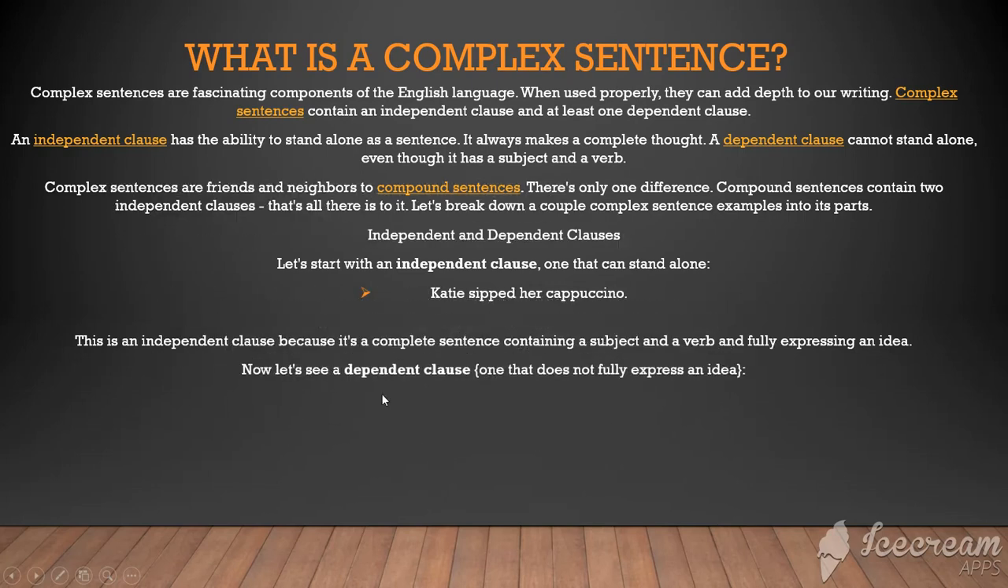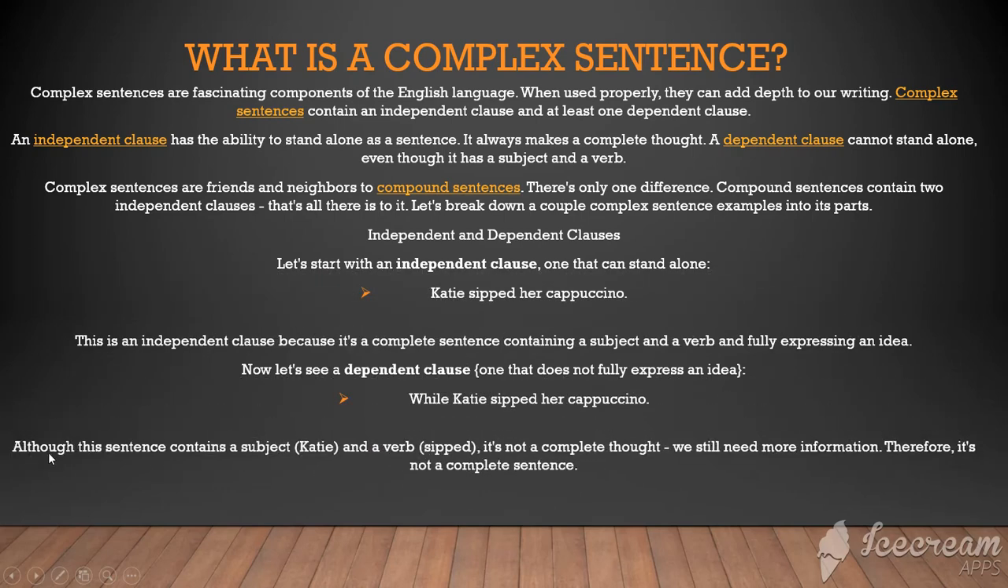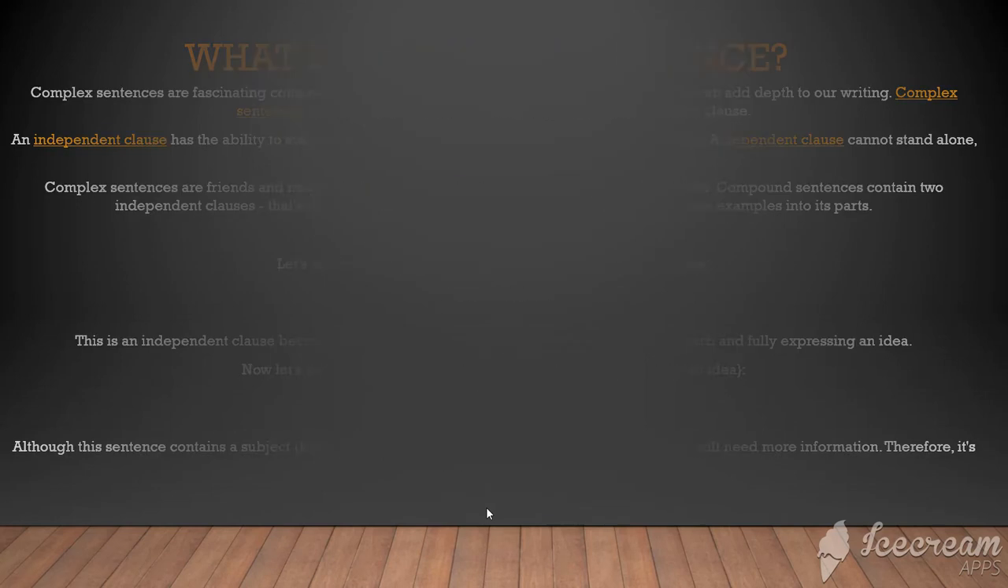Now let's see a dependent clause, one that does not fully express an idea. While Katie sipped her cappuccino. Although this contains a subject, Katie, and a verb, sipped, it's not a complete thought. We still need more information, therefore it's not a complete sentence.